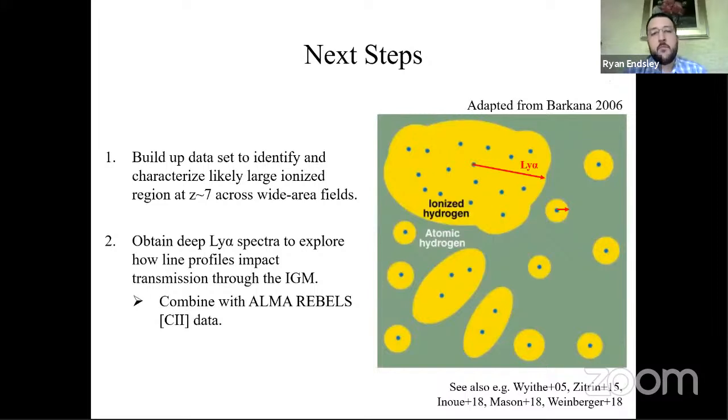We're still pushing on it, but to better determine what these Lyman-alpha results are telling us about the structure of reionization, we also need to understand how the Lyman-alpha line profiles are assisting in boosting the Lyman-alpha transmission of these massive galaxies. So we're able to do that thanks to the decent spectral resolution that we get from our Binospec spectra. And we're also combining our results for a subset of sources that have [CII] measurements from the ALMA REBELS survey. So I'll quickly go through those results in the remaining minutes.